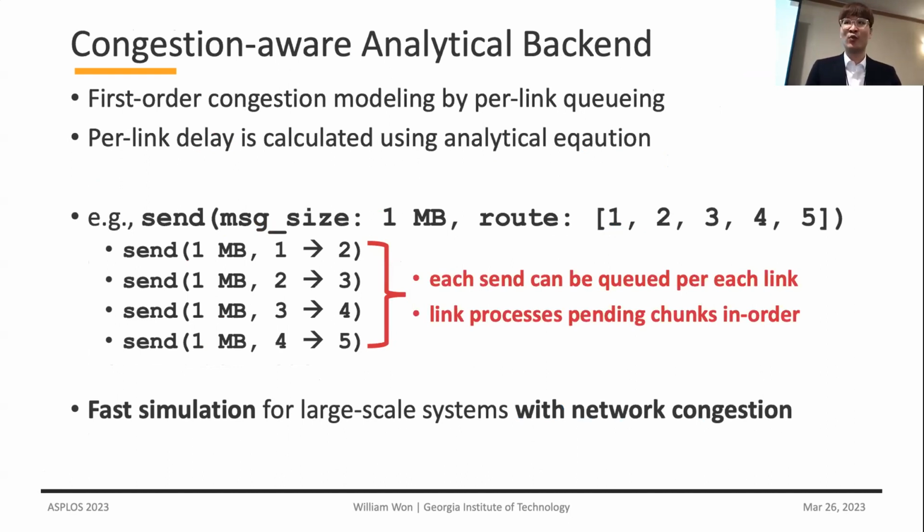Because of this limited behavior, we made another flavor of the analytical backend with some first-order congestion modeling. Here we at least have some first-order queuing delay. How this is done is that when a specific transmission is given, we break this send into a per-link basis, and per-link sends and receives can be queued within the link. Because this is still based on equation-based analysis, the simulation is still fast, but we can at least do simple network congestion modeling.